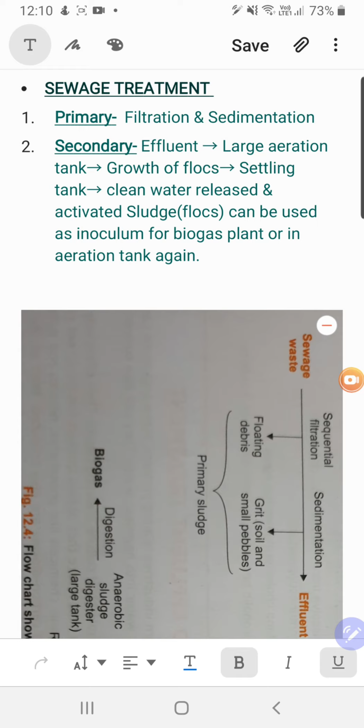Similarly here, the activated sludge or flock which was settled at the bottom in the settling tank, this activated sludge can be used as a small inoculum again in the aeration tank so that the bacteria can multiply again, or it may be used in the biogas plant, because in biogas plant too we need the bacterial action, right children?